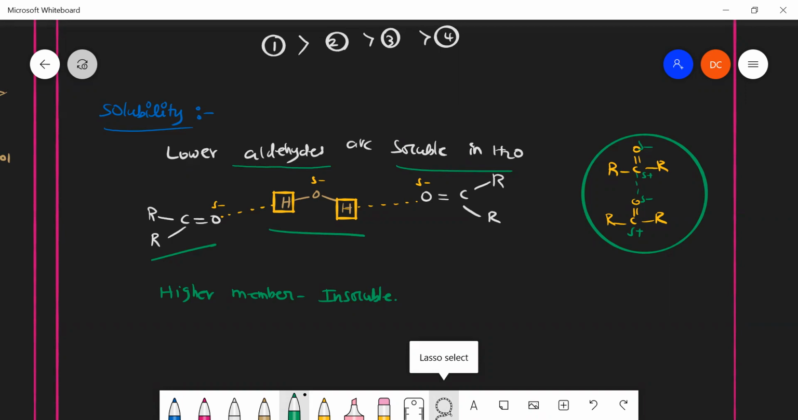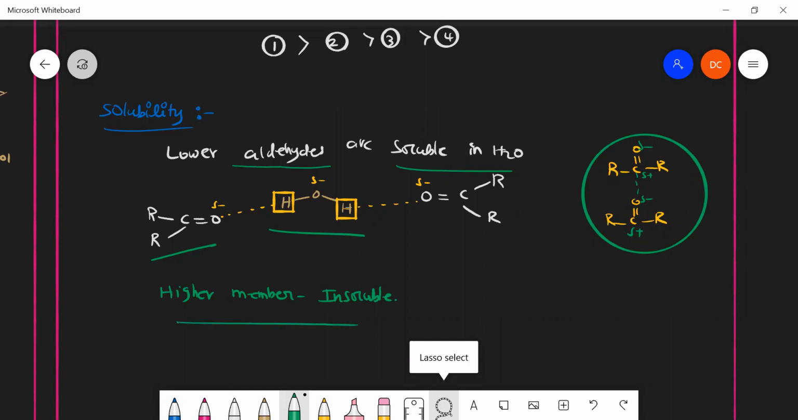Between the two ketones, there is a force of attraction existing. That force is called dipole-dipole interaction. But here there is hydrogen bonding existing. When compared to hydrogen bonding and dipole-dipole interaction, hydrogen bonding is a strong force of attraction. Moreover, it can dissolve in water. Is that clear or not? Yes, sir. Okay.